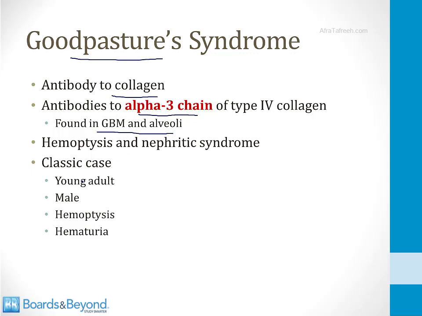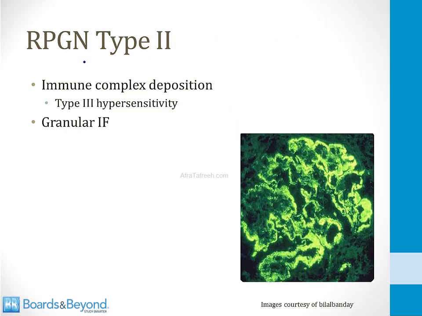So the classic case is a young adult male, which is the most common demographic, who presents with hemoptysis and hematuria. That person has antibodies to the alpha-3 chain of type 4 collagen, and that person has Goodpasture syndrome. Now we'll talk about type 2. This form of RPGN is caused by immune complex deposition.